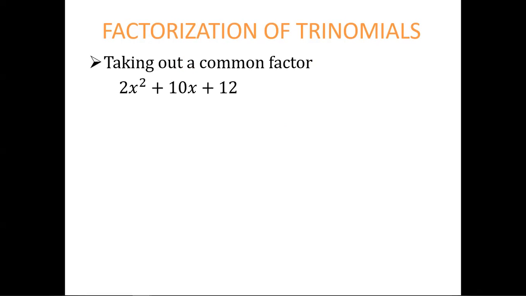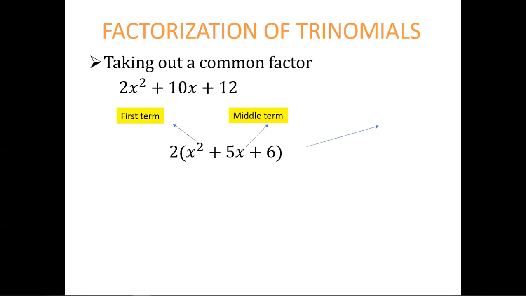Okay, now when you factorize a trinomial, guys, remember the following steps. You need to first take out a common factor, and then you factorize. So let's look at this here. I firstly took out a common factor. And in brackets, I'm left with the trinomial where I have the first term, the middle term, and the last term. Now I need to find the factors of 6.